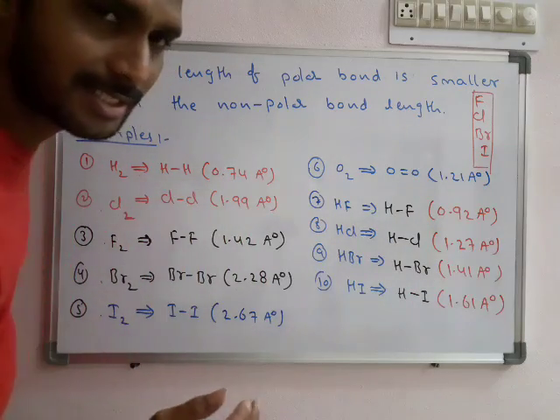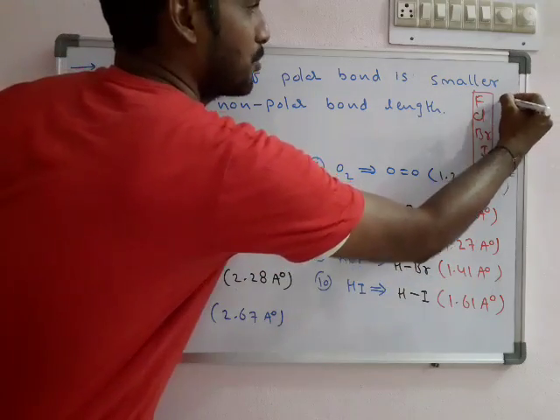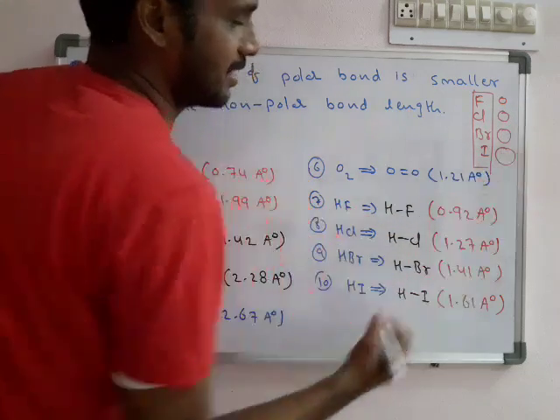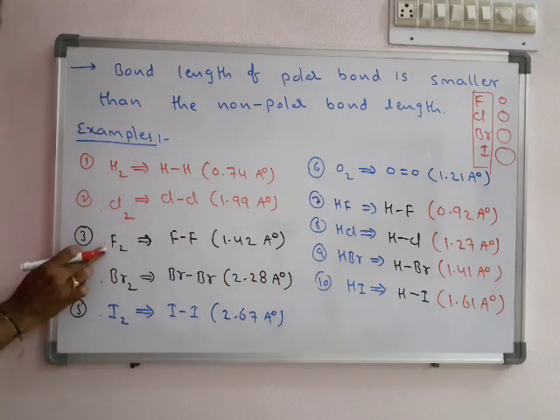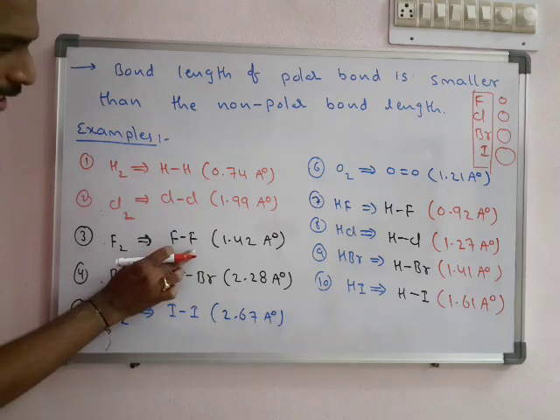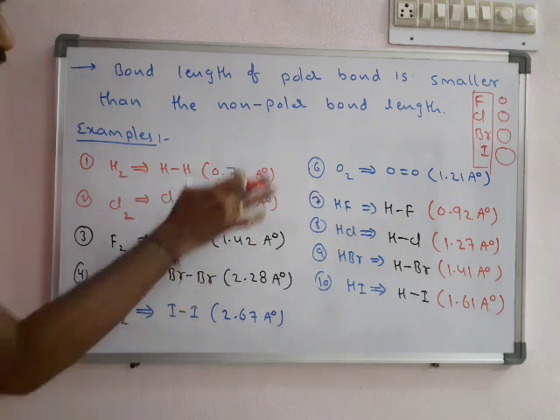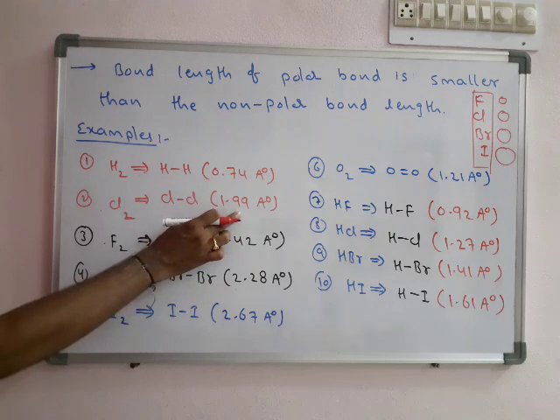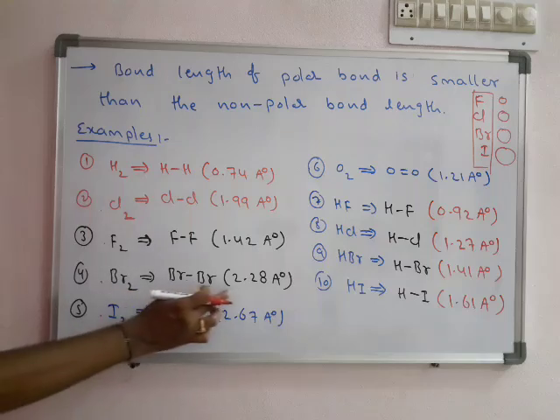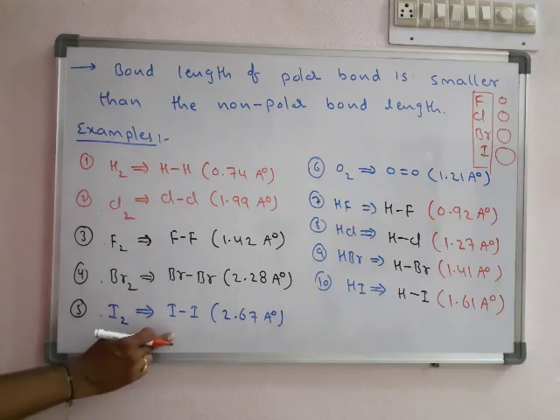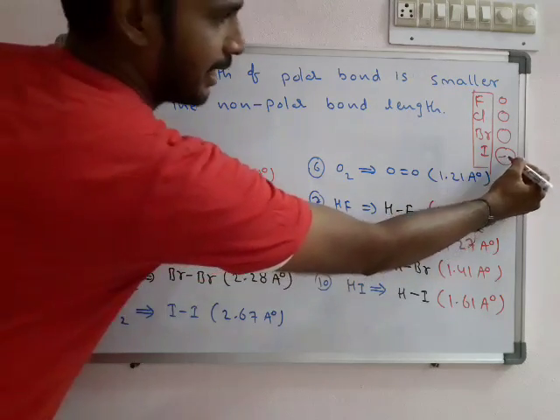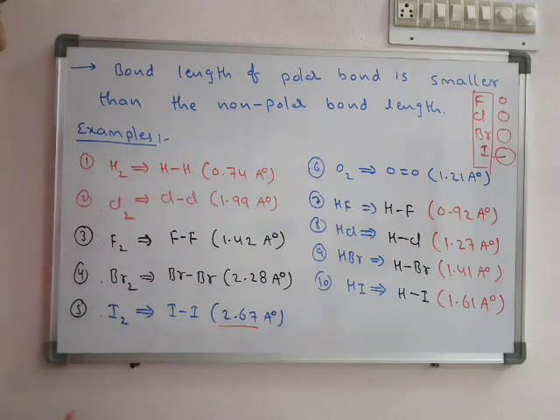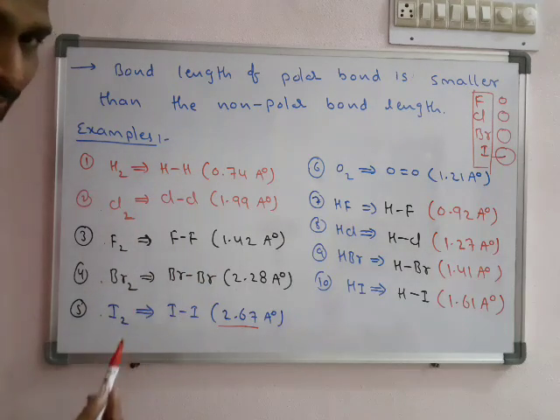In atomic structure we said that the size increases from top to bottom. In the same way, fluorine is smaller, F2 is 1.42. Going down, chlorine is 1.99. Then bromine is 2.28. Then iodine is bigger in size, two iodines connected, the highest, 2.67. It is totally in increasing order. Their size increases, so their bond length also increases if a bond is present between them.